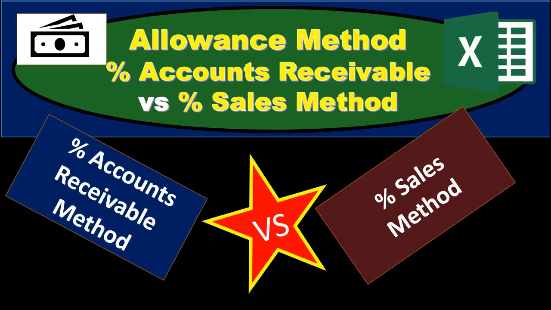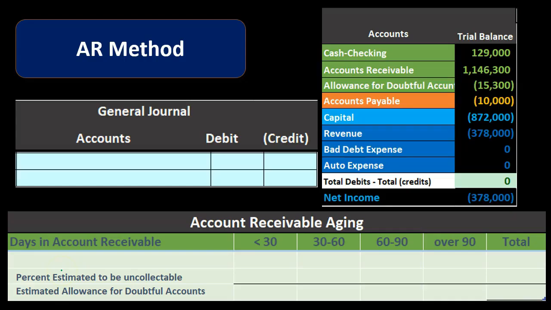In this presentation, we will be taking a look at the allowance method for accounts receivable, focusing in on the calculation of the allowance for doubtful accounts. There are two methods that can be used in order to calculate the allowance for doubtful accounts, one being the percentage of accounts receivable, the other is the percentage of sales. We will take a look at them both and look at the pros and cons of them.